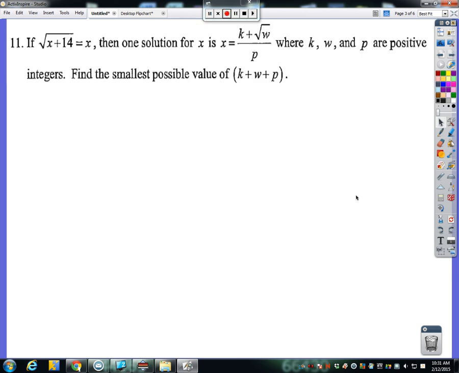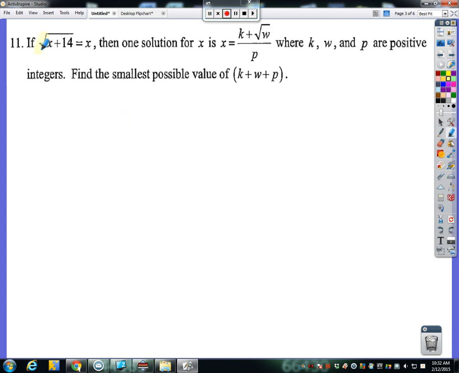Number 11 says if the square root of x plus 14 equals x, then one solution for x is x equals k plus the square root of w over p, where k, w, and p are positive integers. Find the smallest possible value of k plus w plus p.